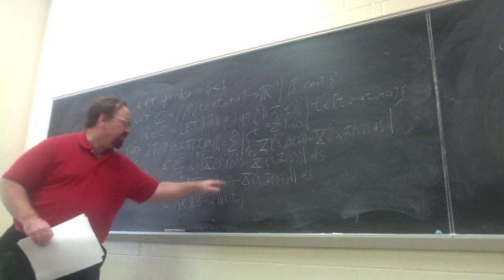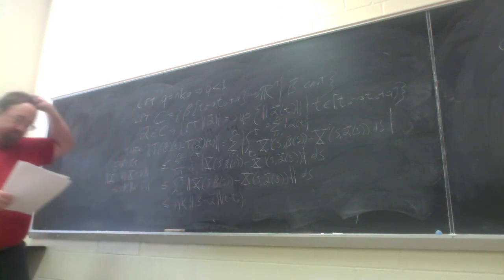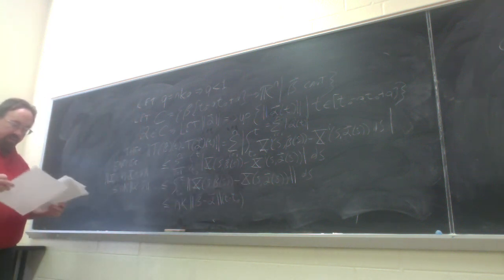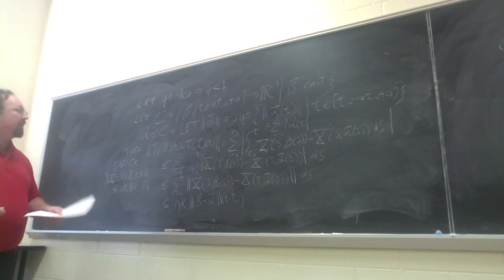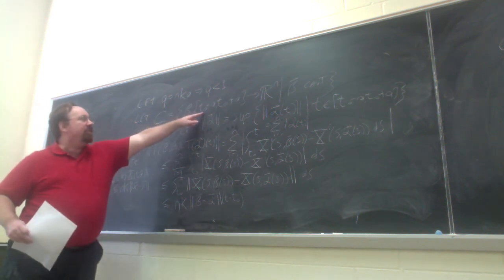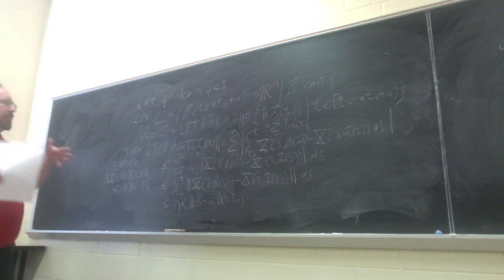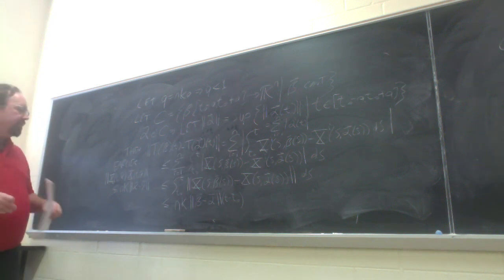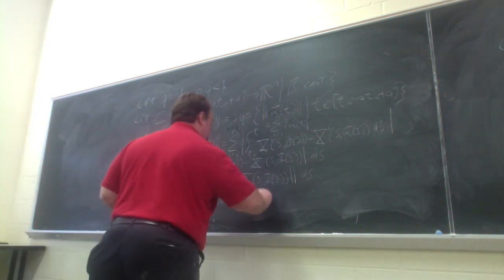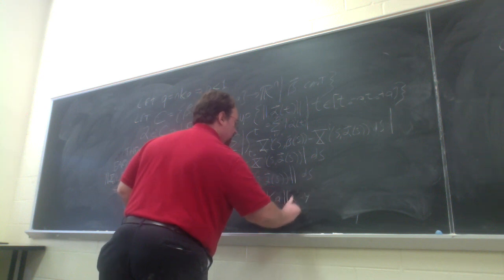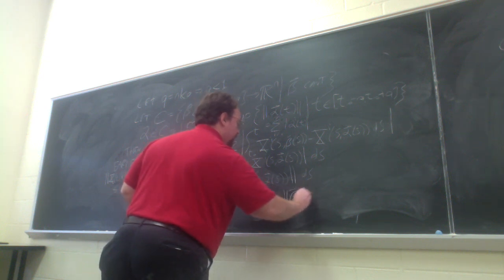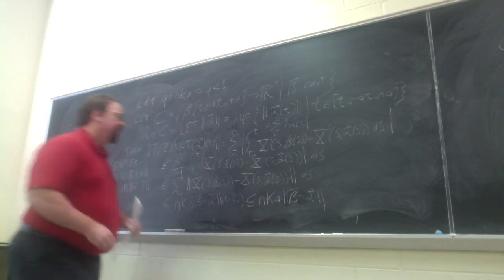And then the difference of these arguments times t minus t naught. But t minus t naught is less than or equal to a, because I'm still working within that interval. So this is less than or equal to nka times beta minus alpha. Okay.